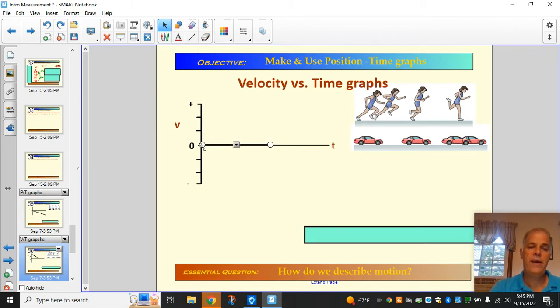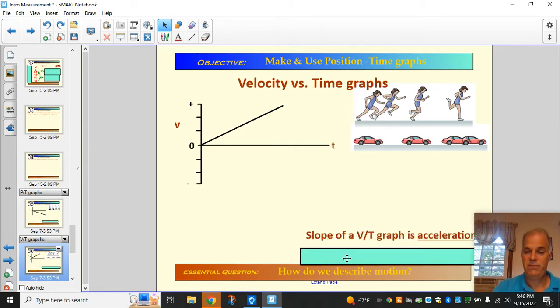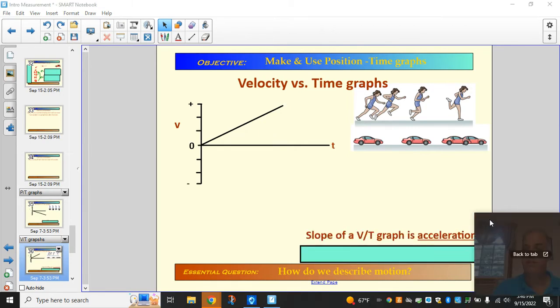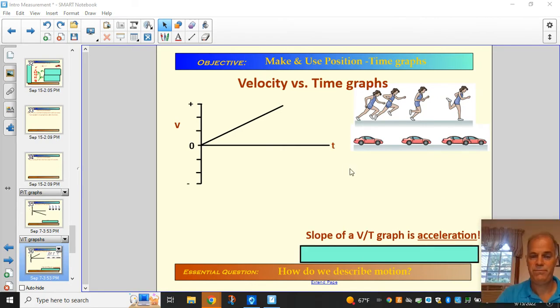what does the slope here represent? What does the slope of a velocity versus time graph represent? I'm going to let you think about it here for a moment. Pause it if you want to scratch your head a little bit. But the question is, what does the slope of a velocity versus time graph represent? I'll give the answer here in 3, 2, 1. The answer is acceleration. The slope of a velocity versus time graph is acceleration.